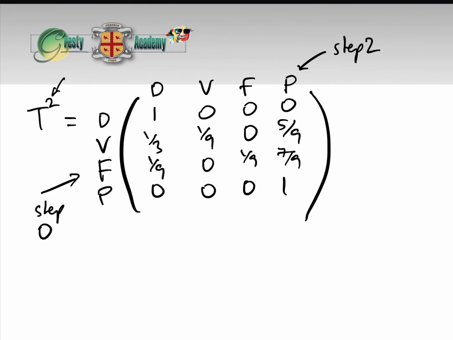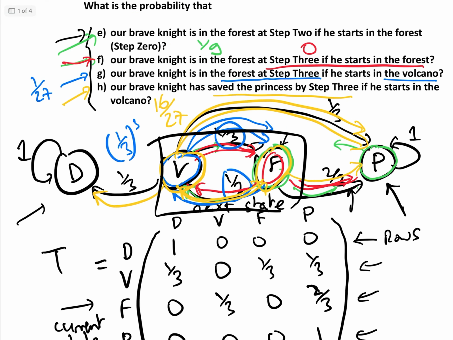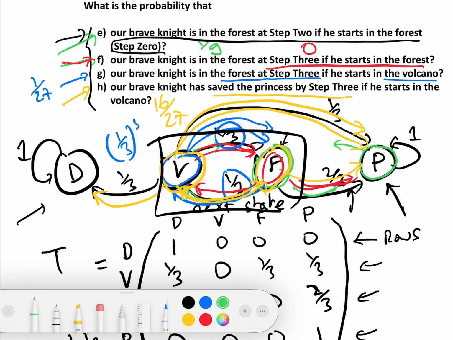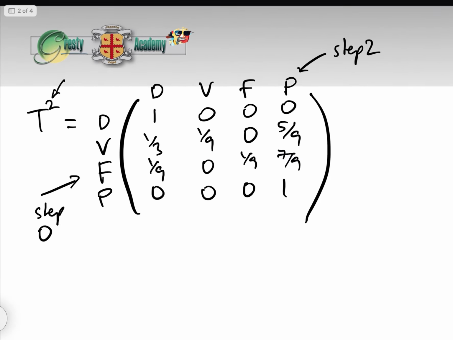Now, answer E, let's go back to the question, sorry for the scrolling. Our brave knight is in the forest at step 2 if he starts in the forest at step 0. Well, let's have a look. By hand, we got 1/9. If he starts in the forest at step 0, what's the probability that he's in the forest at step 2? Well, hey presto, it is 1/9. Good, that's answer number E.